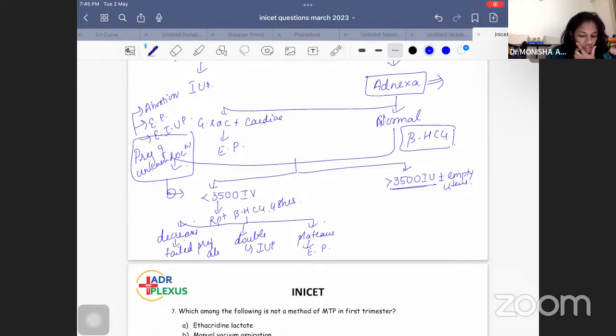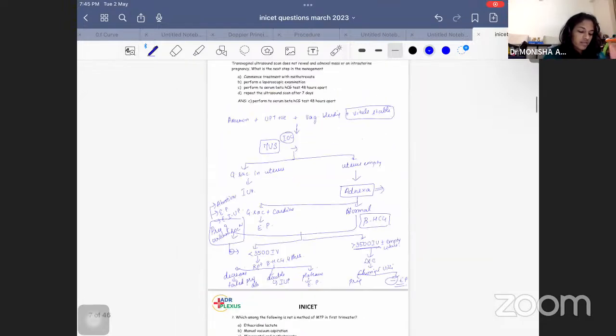If the titer is more than 3,500 and still you have an empty uterus, go for DNC. If you find chorionic villi, it points towards pregnancy. If chorionic villi are absent, it is ectopic pregnancy. This table you must remember. This is how you proceed. Most of your options will come from this table, so don't forget. I have another already typed table which I will be sharing.